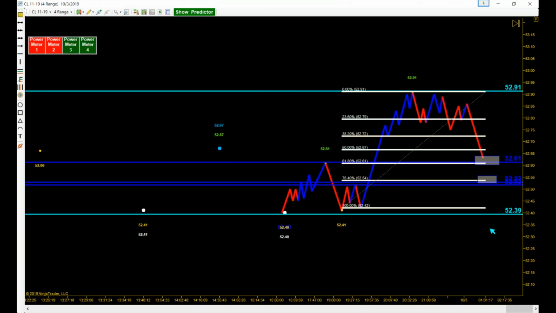Basically, you want to check your fib just to see. For instance, like right now, we just got up at 1 o'clock in the morning, and that's where we're at. So we don't have any more movement on the chart.